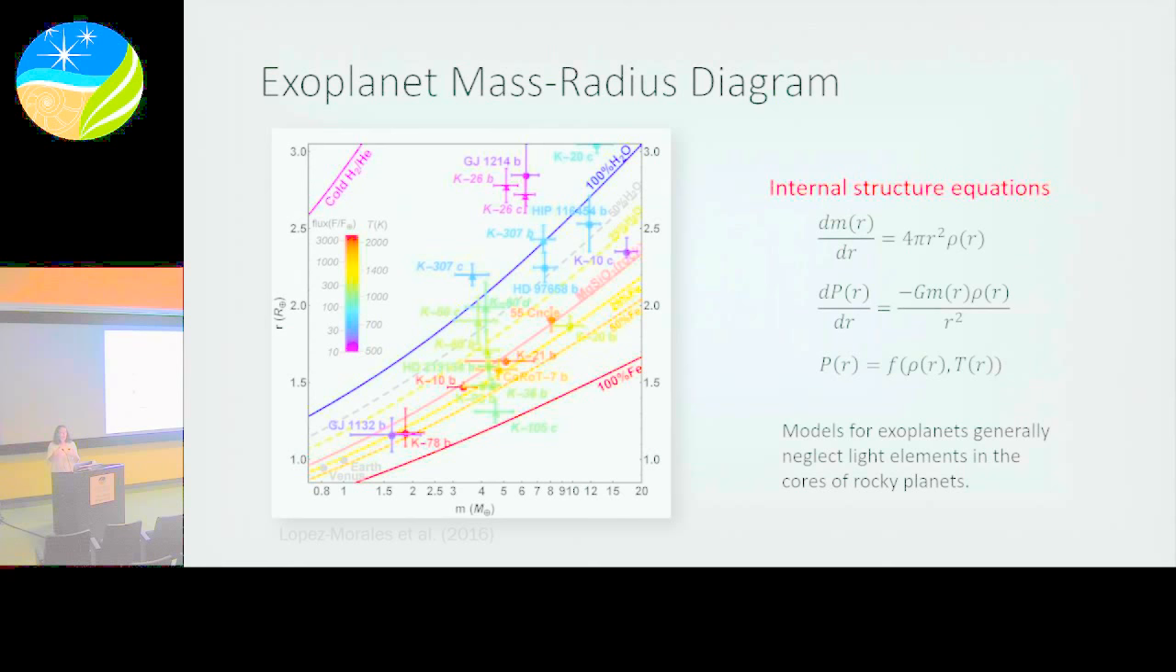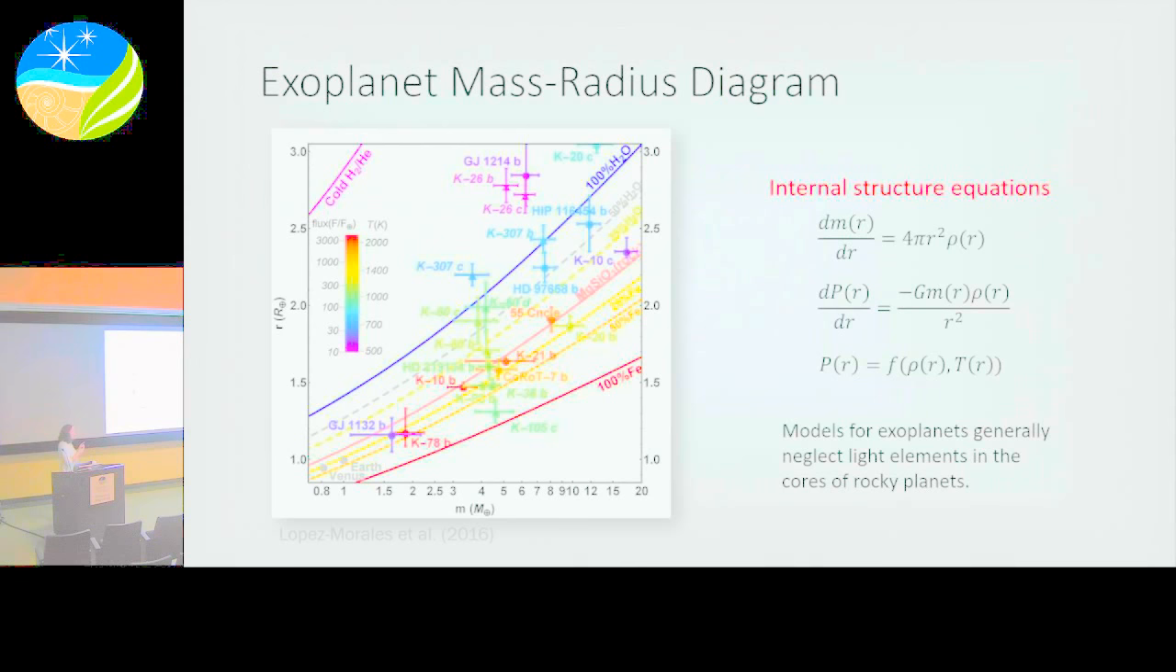Carolyn Dorn is doing some additional models where she's using stellar elemental abundances as priors on the composition of a planet. And she's doing detailed mantle mineralogy, but the cores are still solid metallic iron. So these models are generally neglecting the light elements in the core, or some of them are using prescribed compositions that are similar to the Earth. And there's good reasons for doing this.